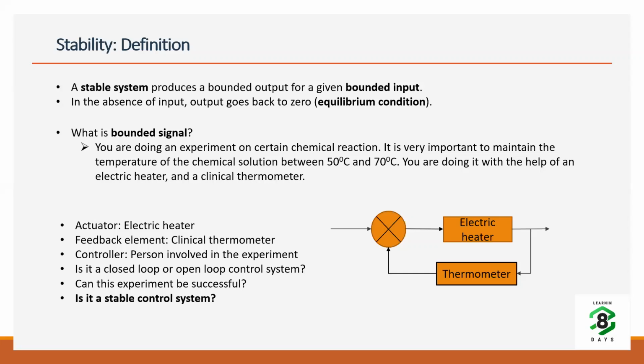Okay, so now we understand the nature of a bounded signal and its definition, and the conditions for stability of a control system. With these two, I'll move to the next few examples.